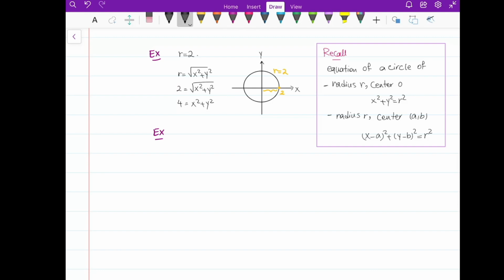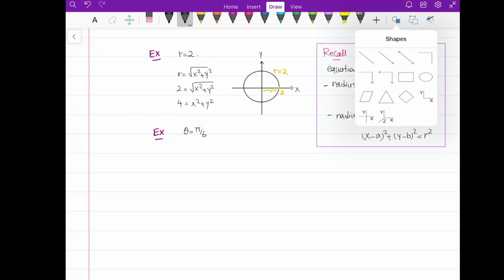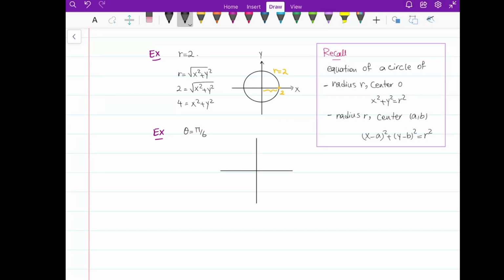The example is this. For example, theta equals pi over 6. This is a polar equation, and I want to see what it is in x and y. You see that r is free in here. I don't have any restriction on r, so this equation theta equals pi over 6 is actually all the points r and theta such that the polar angle is pi over 6 radian.